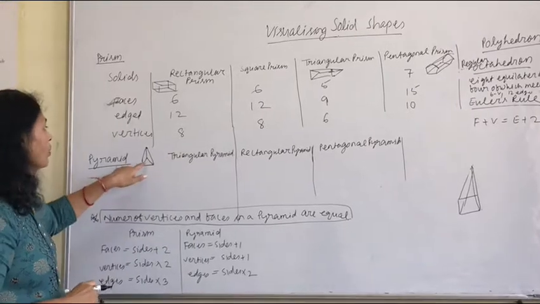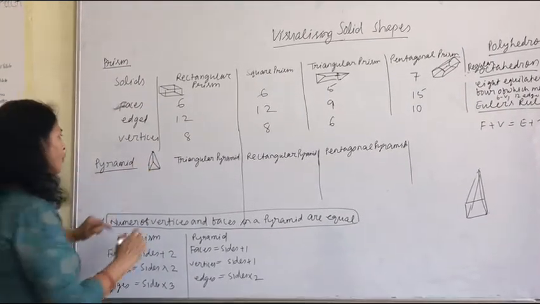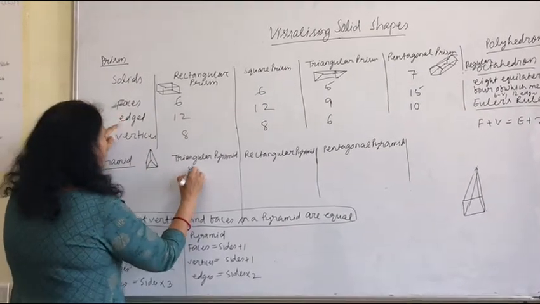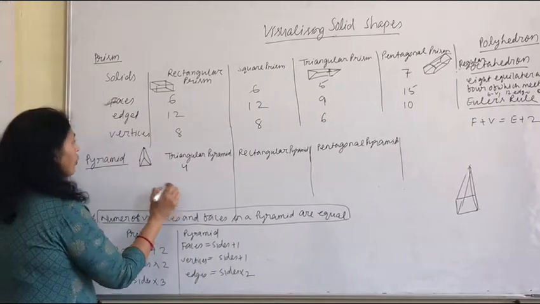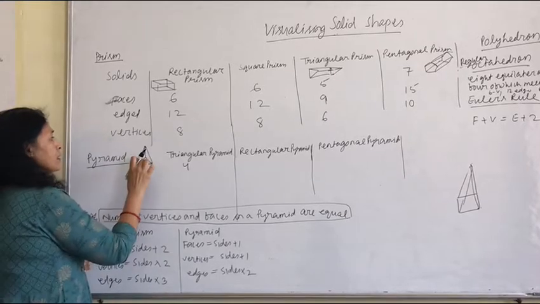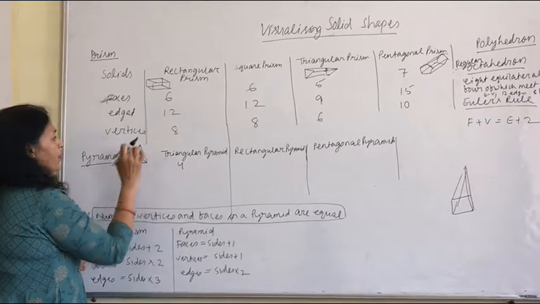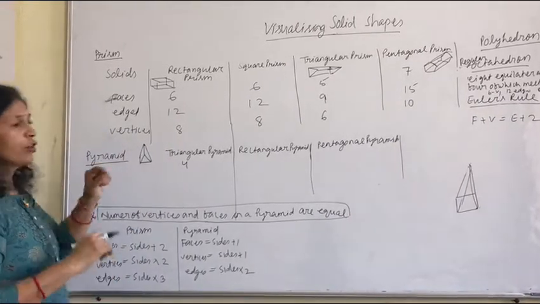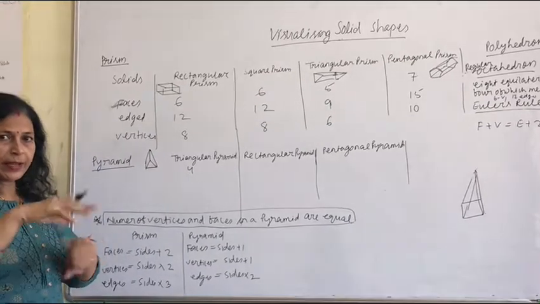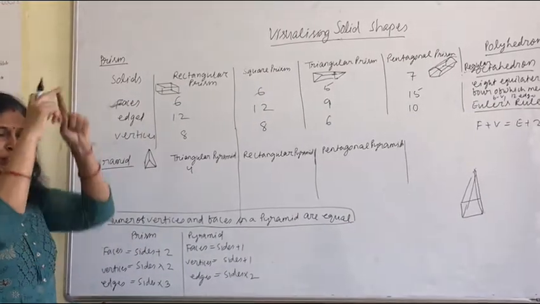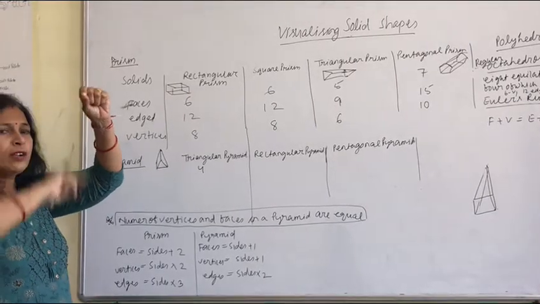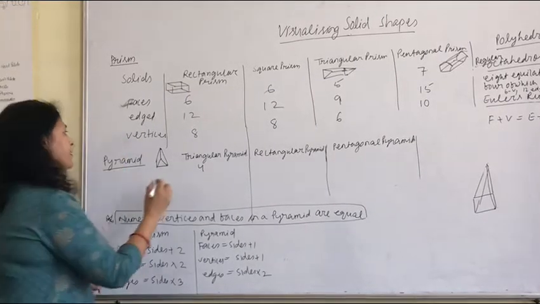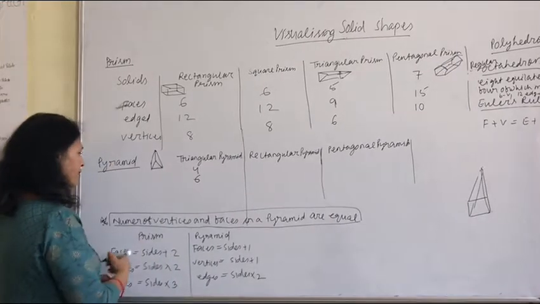How many? 1, 2, 3, 4. How many faces? 4 faces, and vertices also 4. Then what are the edges? 3, and 4, 5, 6. Clear? So in the base you have 3 edges. Then you join 3 edges from the 3 points to the top point. That means 1, 2, 3. That means 6 edges.